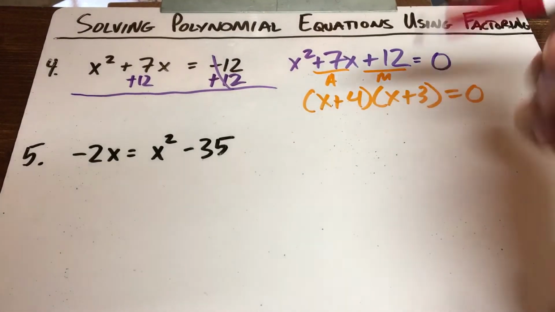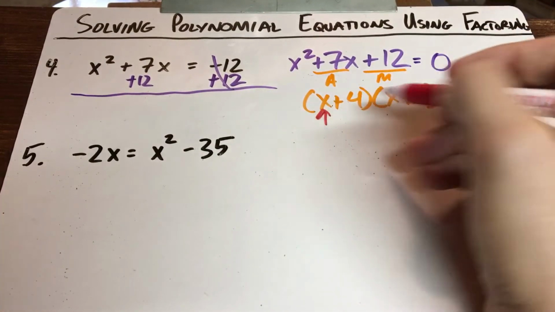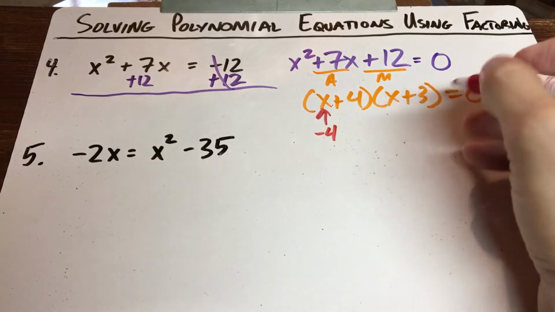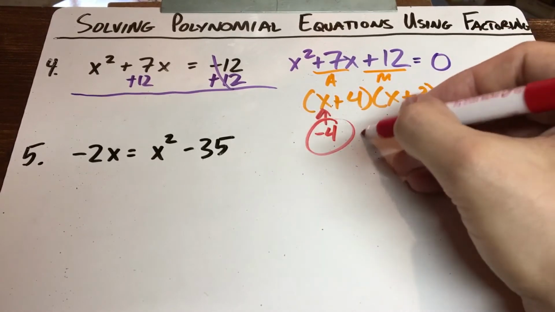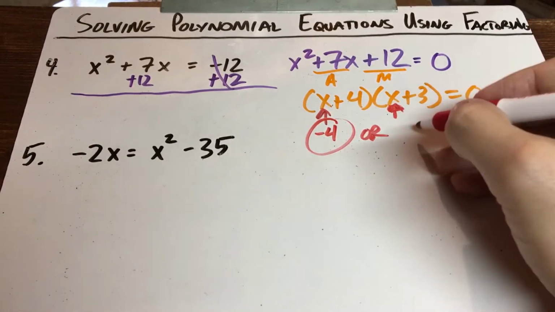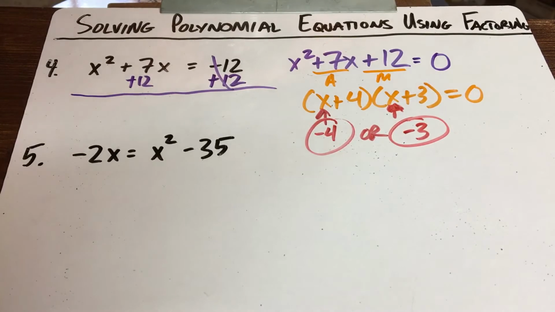What number would I have to put in this parentheses to make my final answer 0? What number would this parentheses need to equal 0? That would be -4, right? -4 plus 4 would equal 0. Or this parentheses, if I was interested in making this parentheses equal 0, I would need to put -3 in there, right? So x equals -4 or x equals -3, 2 answers on number 4. Okay. Whew, deep breath. That was kind of a tough one.